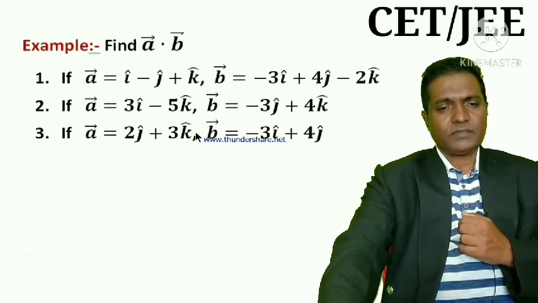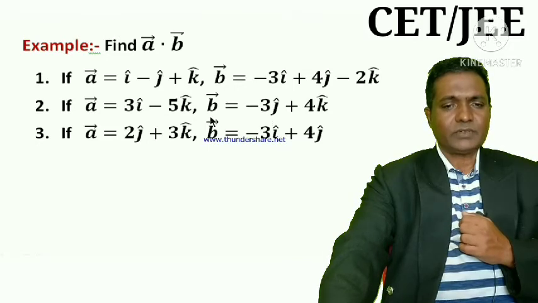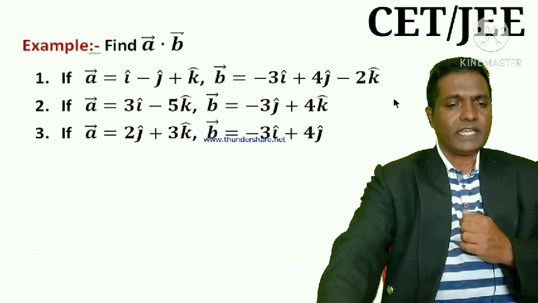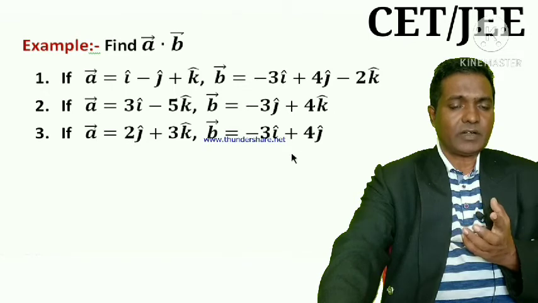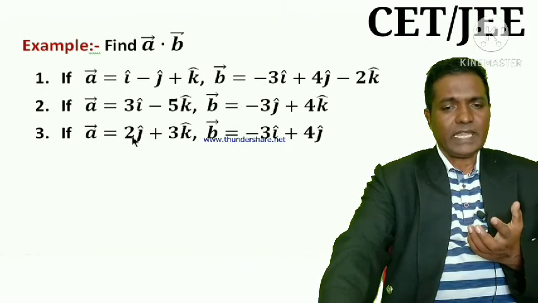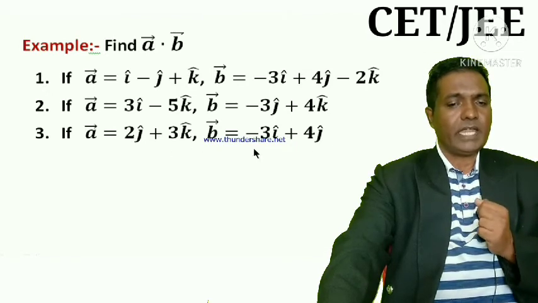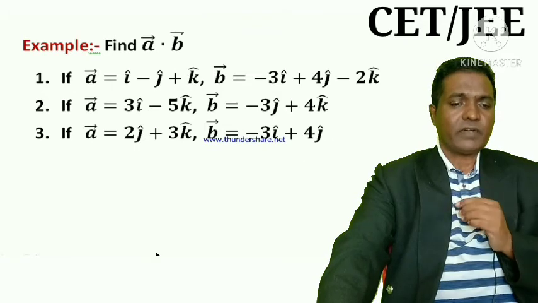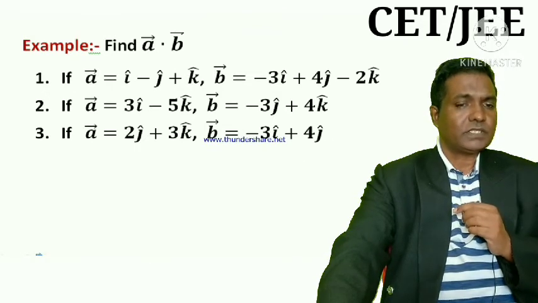So the answer for this is, here the first term is going to be 0, the second term is going to be 0, and the answer for this is minus 20. You can note this down. The answer for this second problem is minus 20. And looking at this, here the i term is not there, so the first term is going to be 0, and it is 8. So the answer is going to be 8 for this. So better try. In this way you can find the dot product of two vectors.